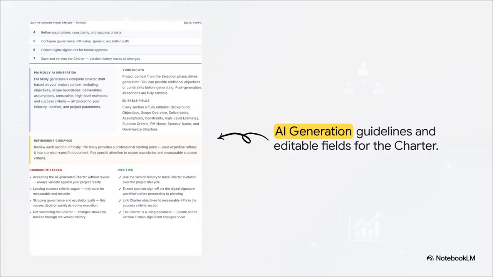Taking a look at the charter module, it's pretty amazing. You just click PM Molly Generate, and the AI instantly creates a complete draft based entirely on that project context we just talked about. The editable fields are beautifully structured for you: background, objectives, scope overview, deliverables, assumptions, constraints, risks, and even high-level estimates. Plus, it automatically uses industry-appropriate language based on your parameters.